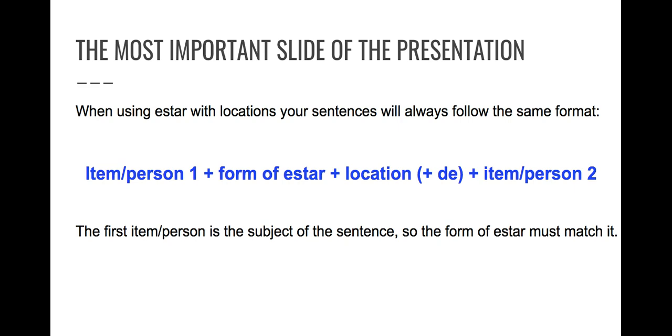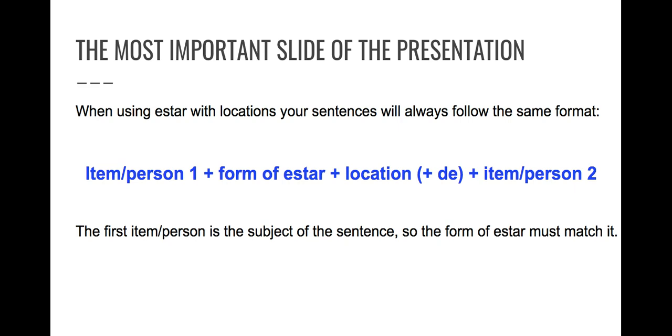So item or person 1 plus the form of estar. If it is a singular item, it is está. If it's a plural item, it's están. So el libro would be está, los libros would be están. Don't forget that. Then put your location. So that's going to be next to, on top of, beneath. All those words are in your chapter 2b vocab. Then don't forget your word de and then the second item.